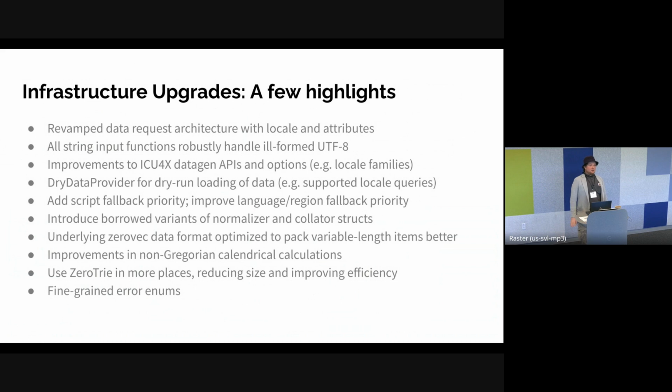Improvements in the non-Gregorian calendrical calculations. I did some work there earlier in the year in order to improve the performance and efficiency of non-Gregorian calendar calculations. Zero try is a data structure that I've been working on. It's a zero copy try that we use because it's really efficient at storing strings. And as you can imagine, there are a lot of strings in i18n applications. So we use that in more places, and that's been able to give us more efficiency.